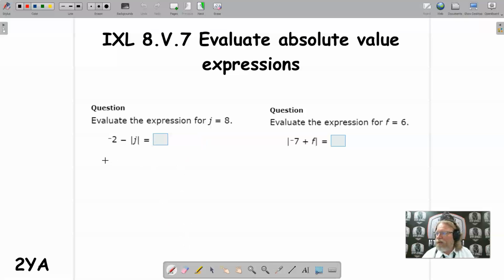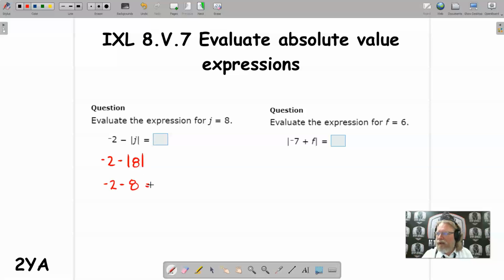So let's start off. I'll rewrite -2 minus the absolute value of, and then I'm going to plug in j. So I just rewrite it. I'm not really doing any math yet. I'm just rewriting the equation and then substituting in the value of the variable. So in this case, j is supposed to be 8. So I can now go ahead and work that out. So -2 minus the absolute value of 8 is going to be +8.